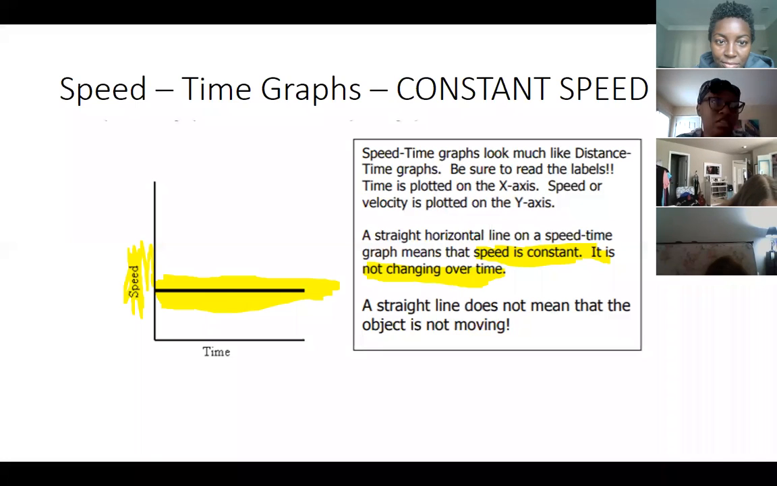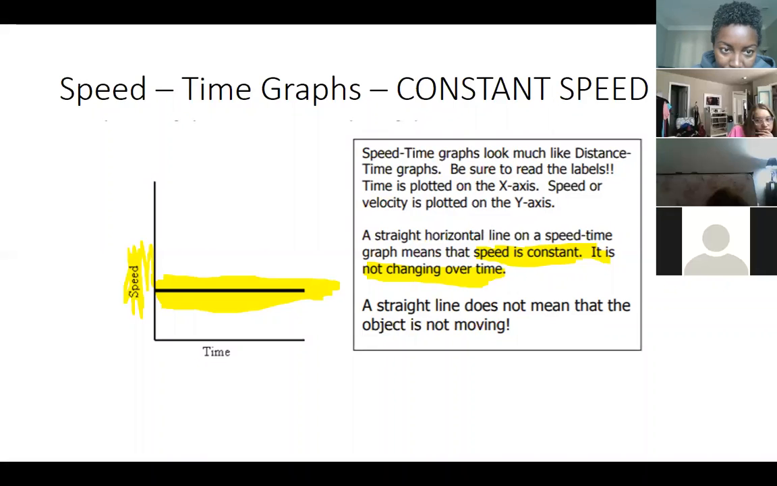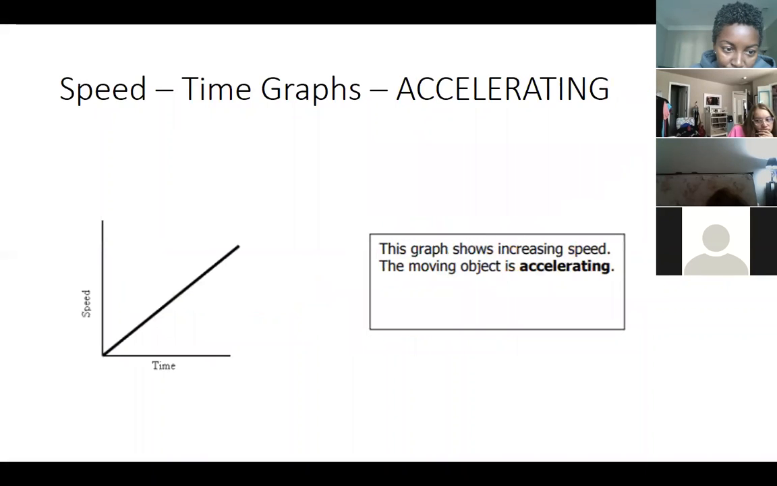If it's distance and time and you have a straight line, that means you're not moving. And if it's speed and time and it's a straight line, that means you're just going at constant speed. Very nice. Perfect. Okay. Constant speed. I'm walking at the same speed. I didn't slow down. I didn't speed up. Very good. All right. Now on this one, this is also a speed time graph.